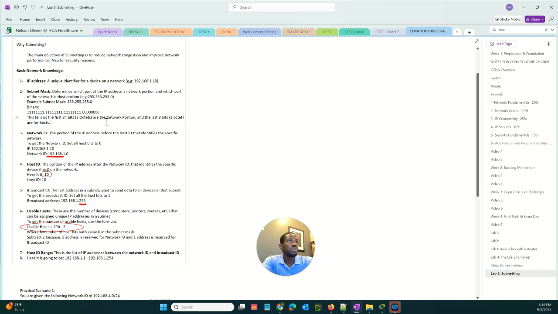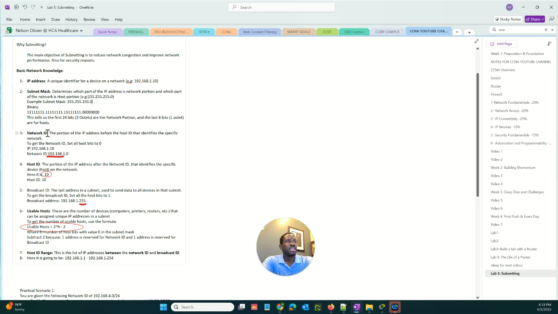So the ones are the network portion, and the last 8 bits, which is the last octet, is the host portion. This is the case for this subnet mask. It varies. It could be anything. This is a /24. It could be /25. It could be /16. So it varies.